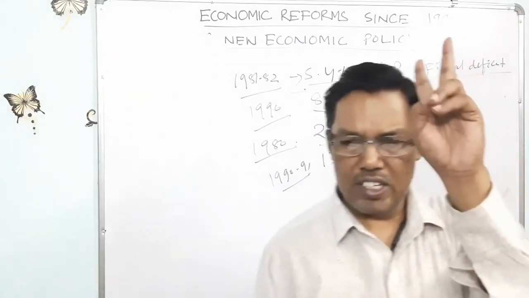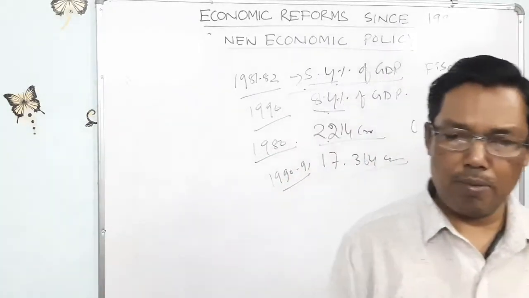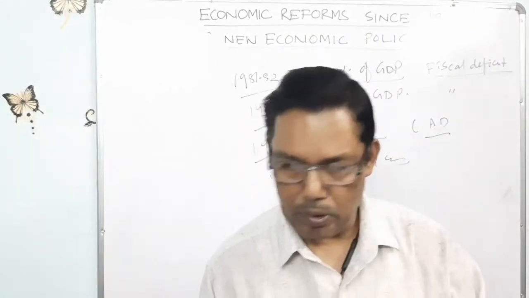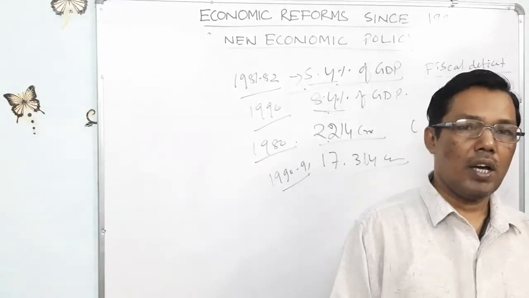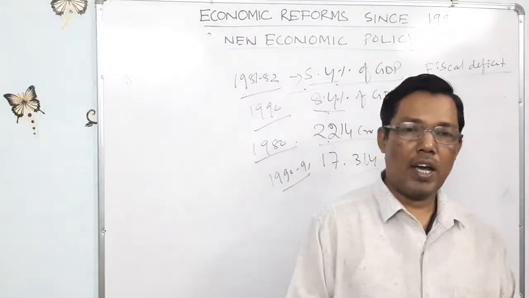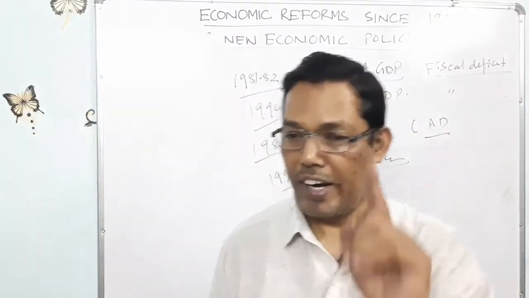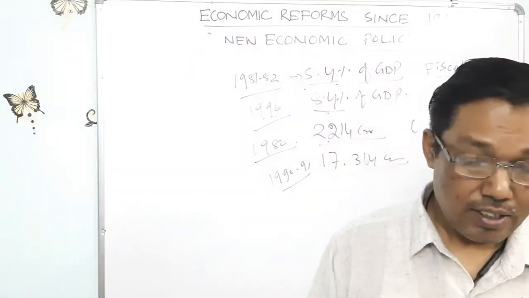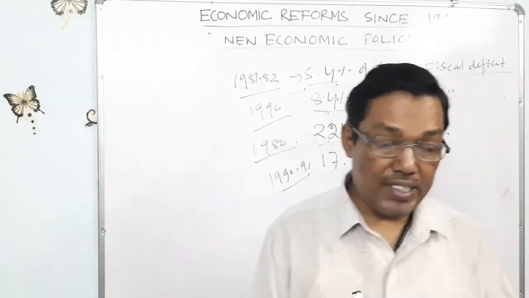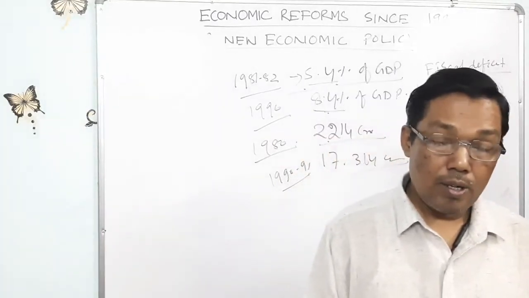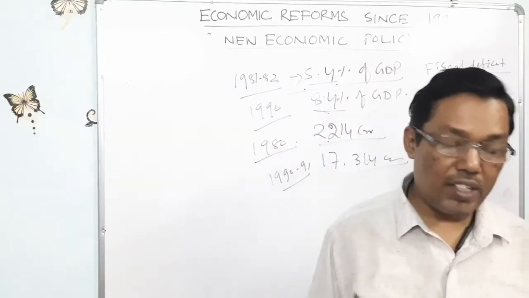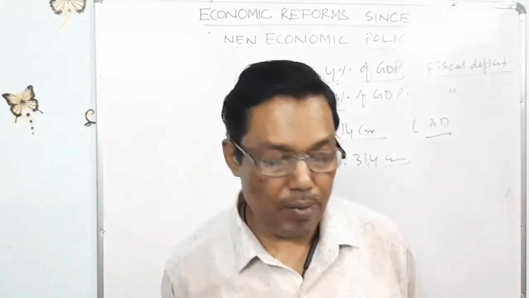At that time, I have already mentioned three acts. One is IDRA, the Industrial Development Regulation Act 1951. Another is the Monopoly Restricted Trade Practice Act, and the third is the Foreign Exchange Regulation Act. The Monopoly Restricted Trade Practice Act was liberalized. The Foreign Exchange Regulation Act has been almost totally dispensed with under the new economic policy, that is liberalization, privatization and globalization.